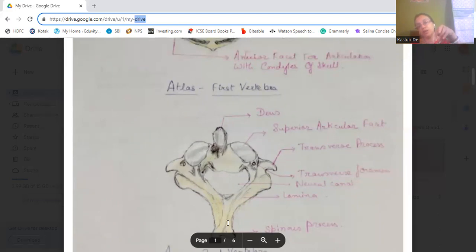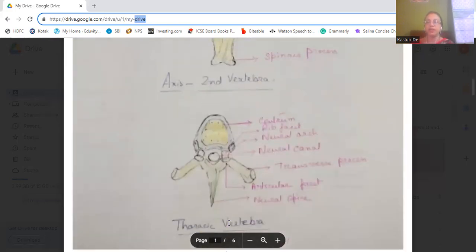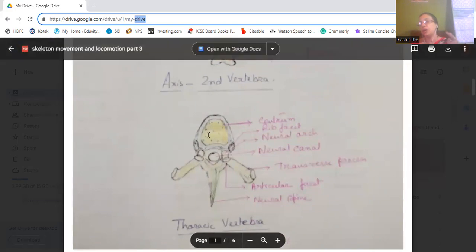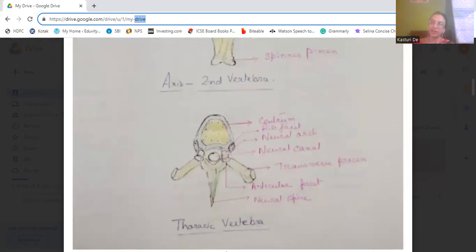So one and the other, they fit each other. First the atlas, then the axis. Like that, they fit one by one. Only the first and the second vertebra have names. The other five vertebrae of the cervical region do not have a specific name, but they are attached one by one.